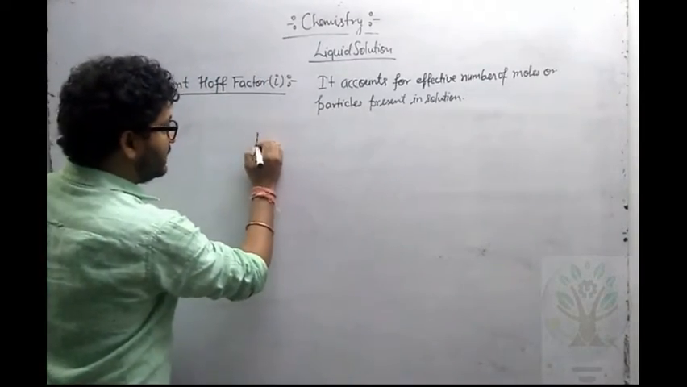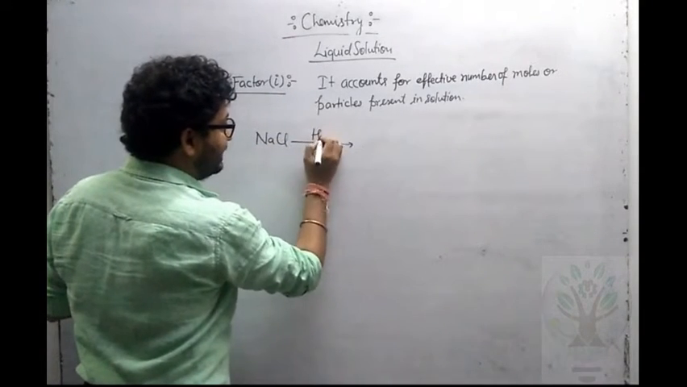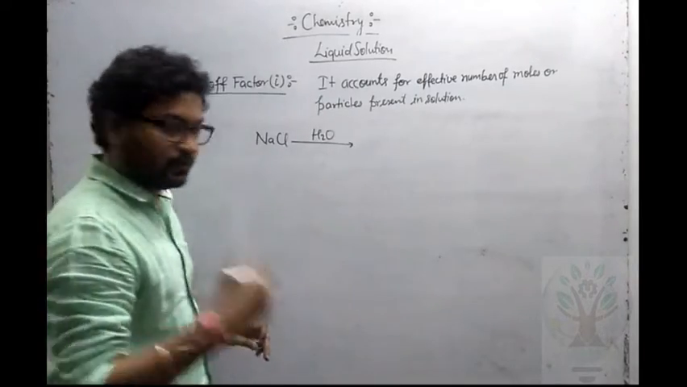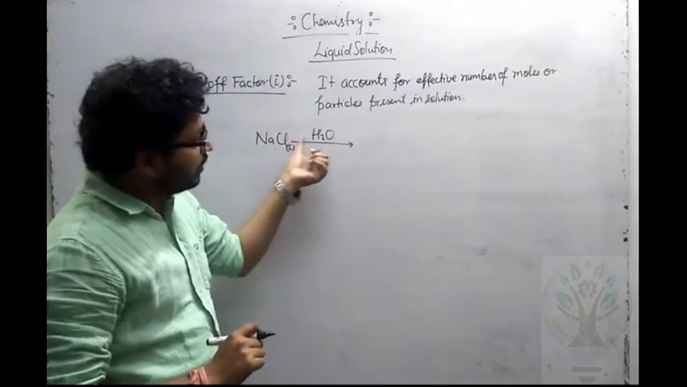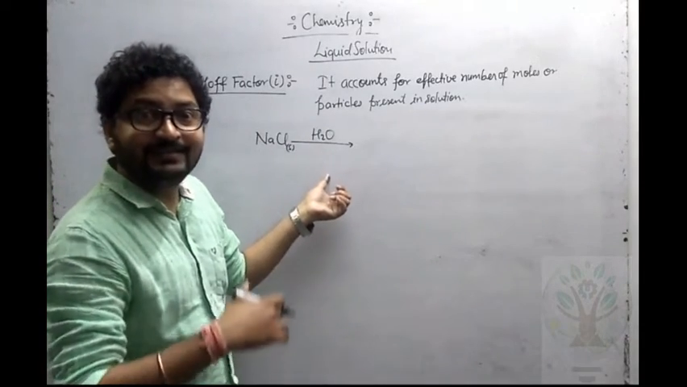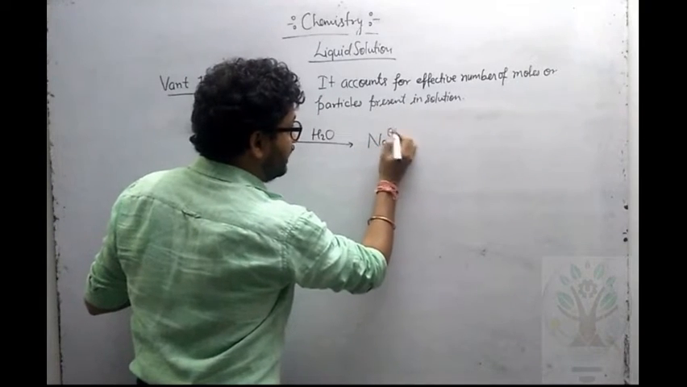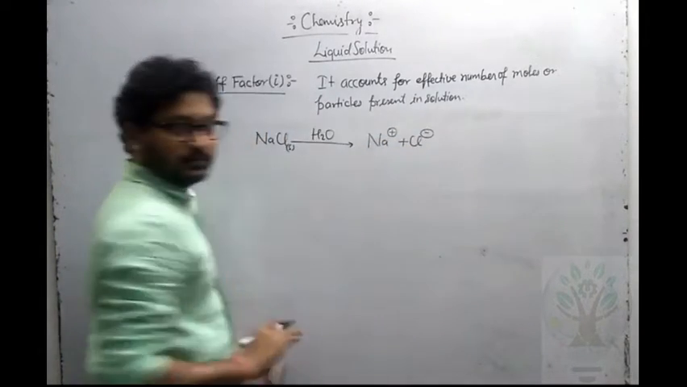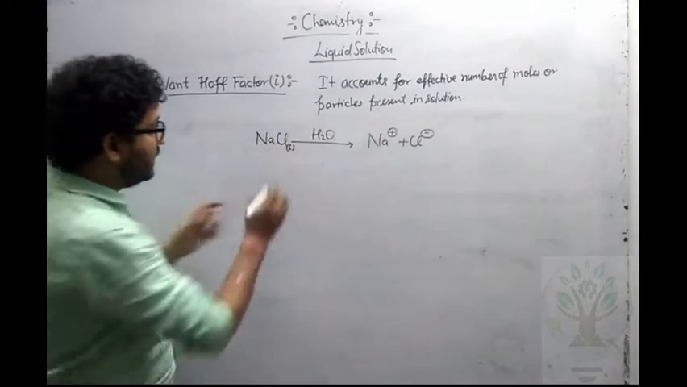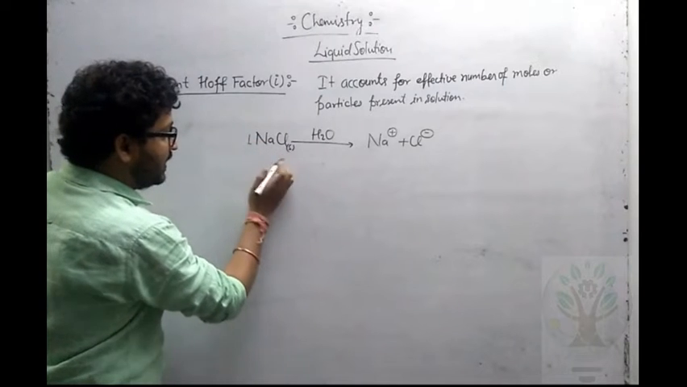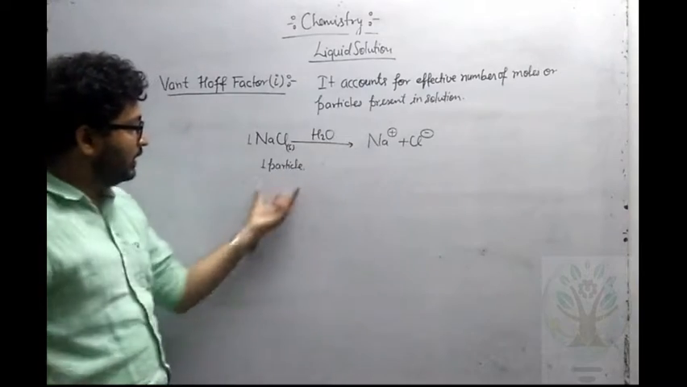Let's say you have NaCl. Okay, NaCl, what you did, you added NaCl in water. Water is what? Solvent. NaCl is solute. So you know, when you dissolve NaCl in water, it gets dissociated, it gets ionized, and it gives you Na plus and Cl minus. Are you getting this thing? Okay, that means, tell me, how many particles do you see in NaCl here? How many particles do you have here? You have just 1 particle.